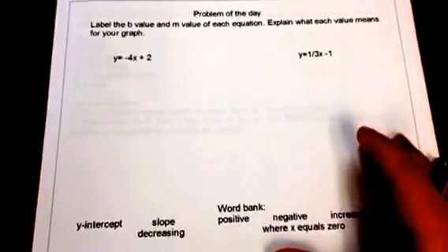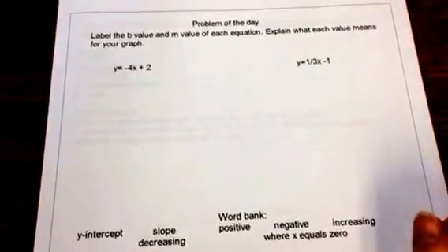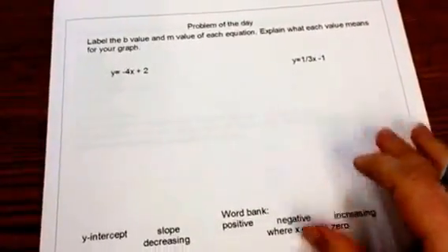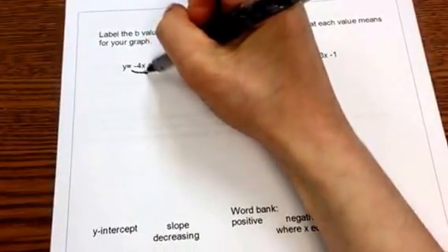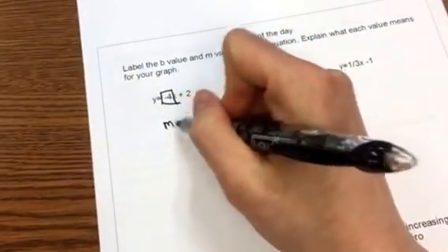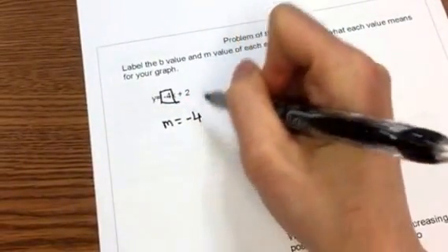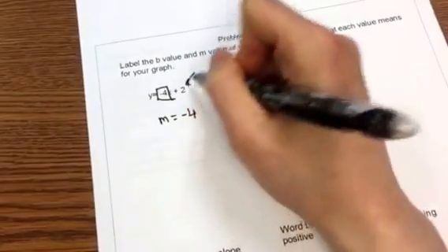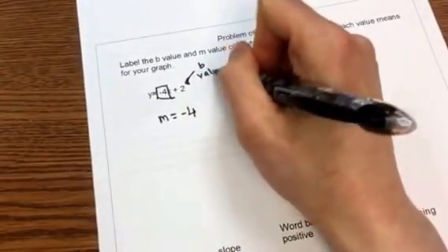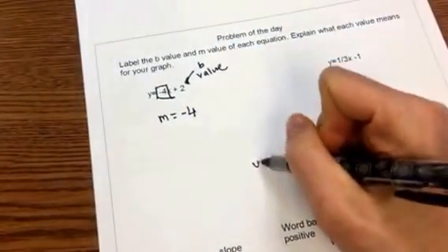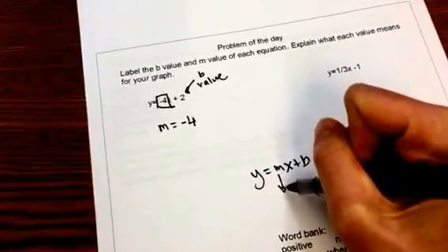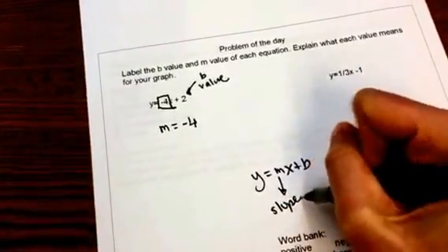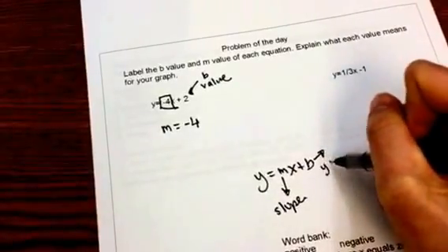So it says, label the b value and the m value of each equation. Explain what each value means for your graph. So I can see my m value is right there. So m is equal to -4, and there is my b value. Because I know that linear equations always take the form y equals mx plus b, where m is my slope and b is my y-intercept.